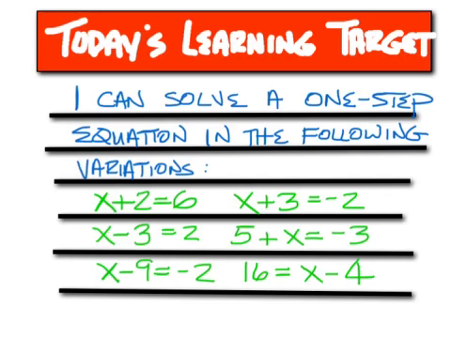Specifically, I can solve a one-step equation in the following variations. And you're going to have some with the x on the left, like this, and this one's in a different position on the left. And then you'll have some with an x on the right.